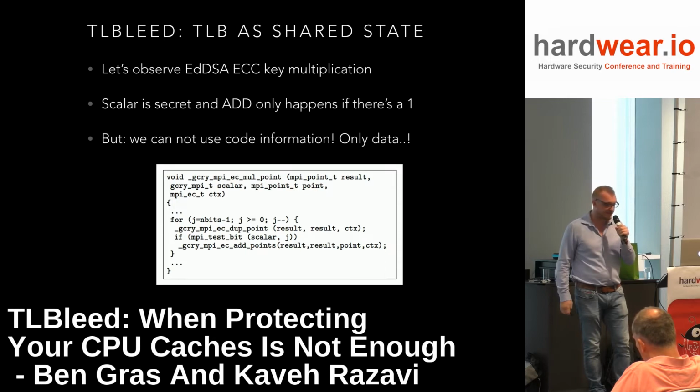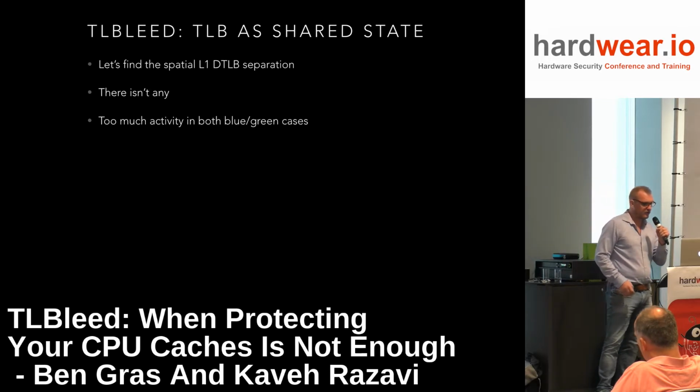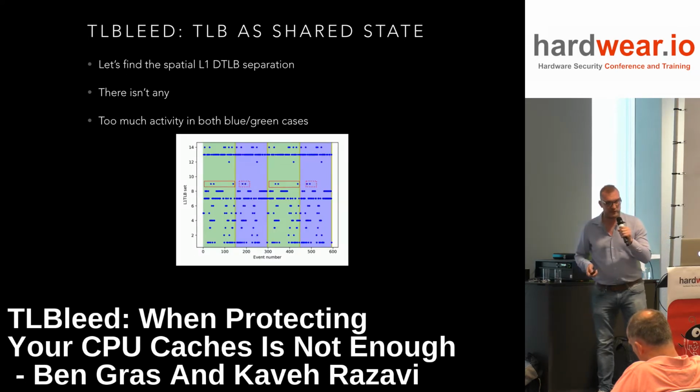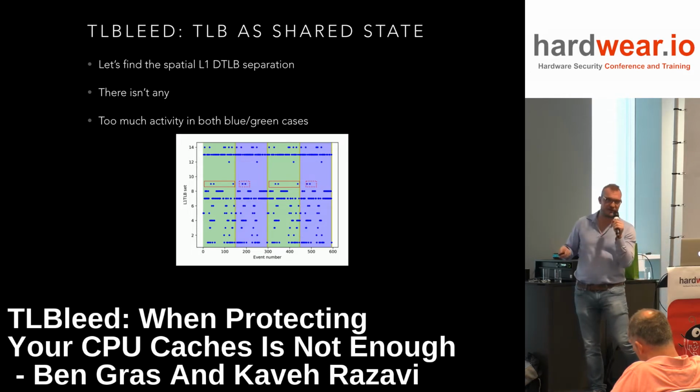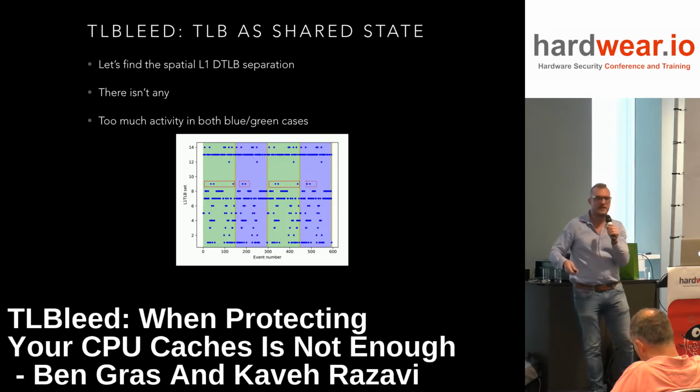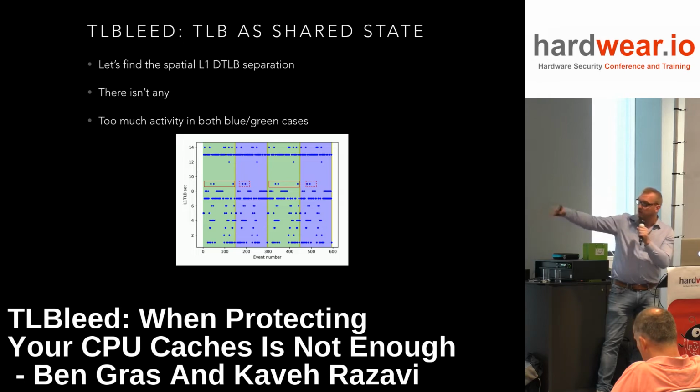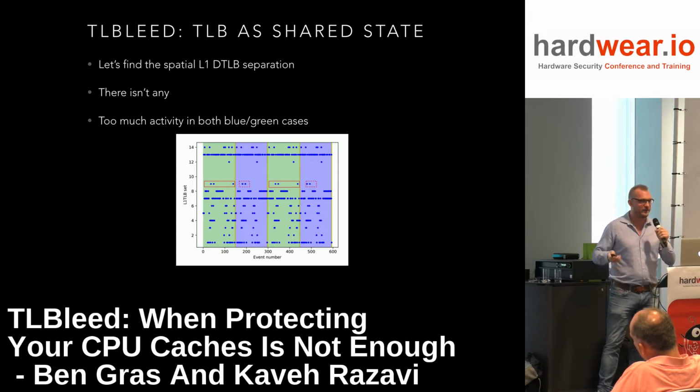We can only use the data access as a distinguisher. So a simulation of how this might look is this. The background shade is if the secret bit is 0 or 1. And the activity is now, instead of using the cache, we look at the TLB set activity. So what we see is that you can see some kind of difference, but it seems that every set is active either all the time, all the way throughout green and blue, or neither green nor blue. So there's no easy distinguishing feature here that would let us see one or the other.